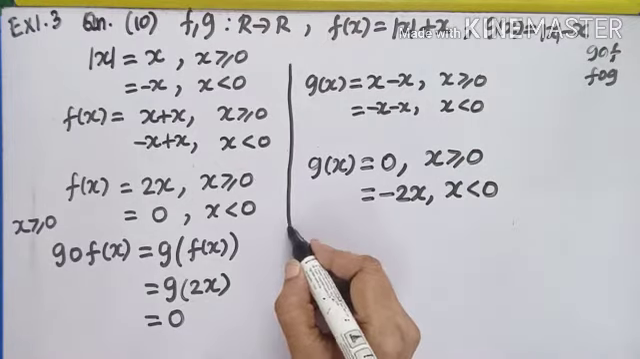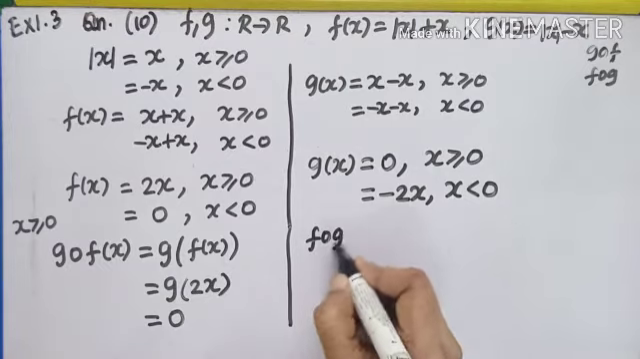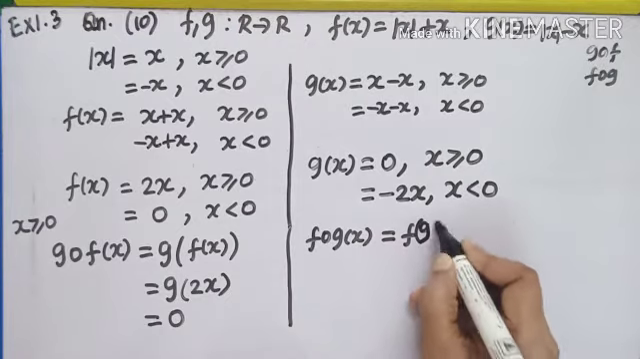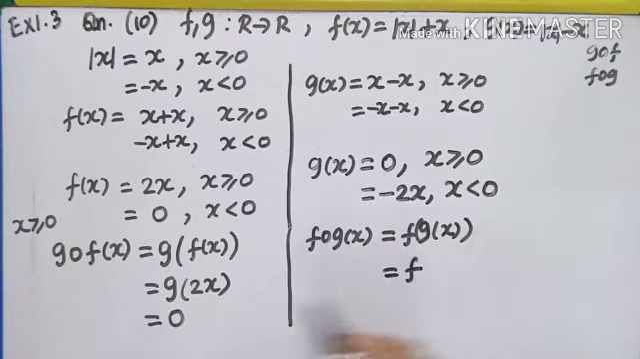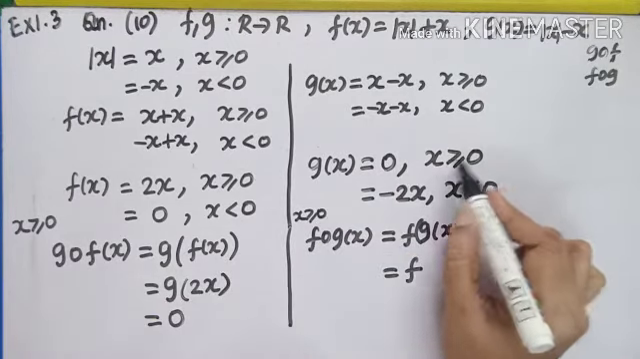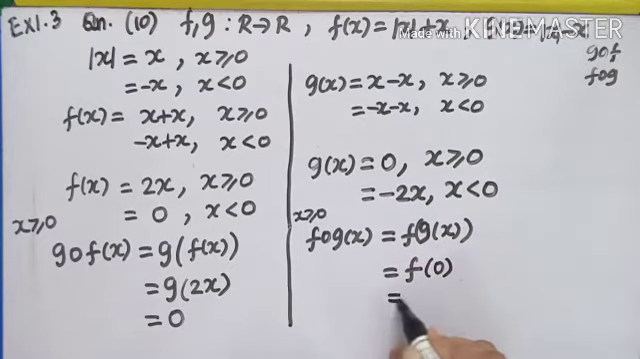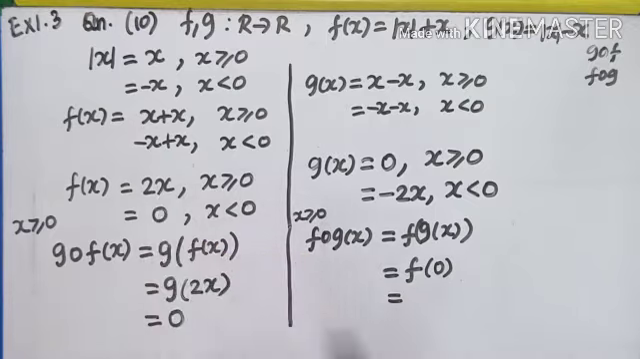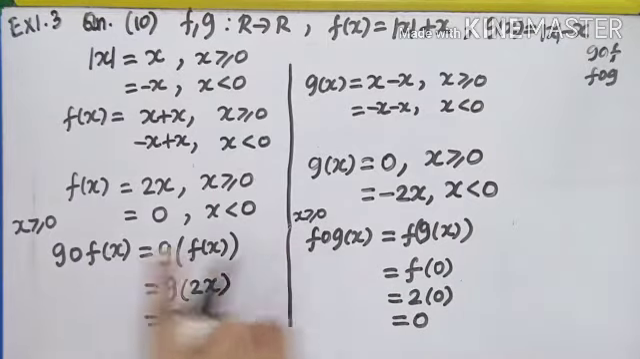Now I want to find out f of g of x. How do you write it? f composition g, I write f of g of x. Now x is positive, and for positive x, what is g of x? It is 0. Now I want to find f of 0. f of x is 2x, so I write 2 into 0, that is 0. So when x is positive, g composition f is also 0, f composition g is also 0.